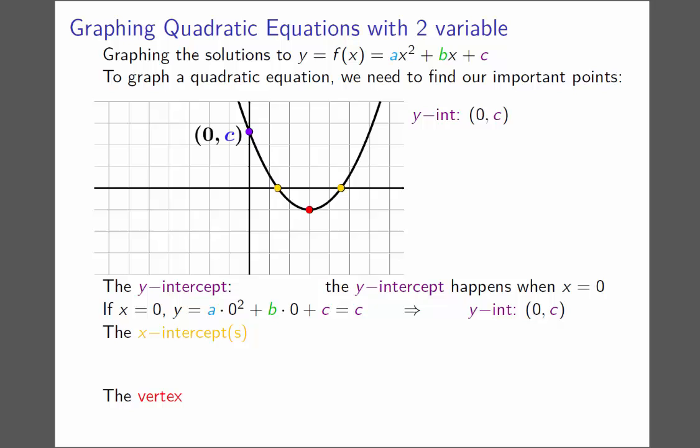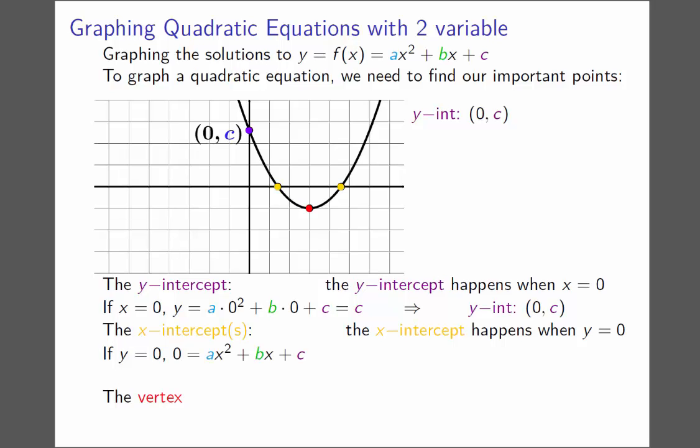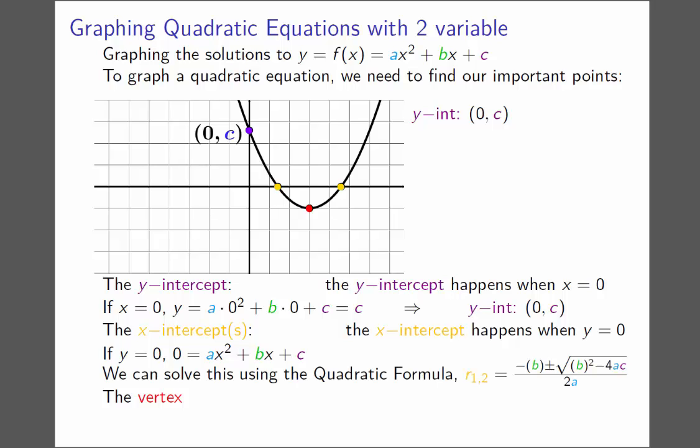How about the x-intercepts? Also like lines, the x-intercepts happen when y equals 0, because we're along the x-axis and they're not moving up or down at all. If y equals 0, then we get the equation 0 equals ax squared plus bx plus c by substituting y equals 0 in our first equation. We can solve this now using the quadratic formula to get r1 and r2 are negative b plus or minus the square root of b squared minus 4ac all over 2a.